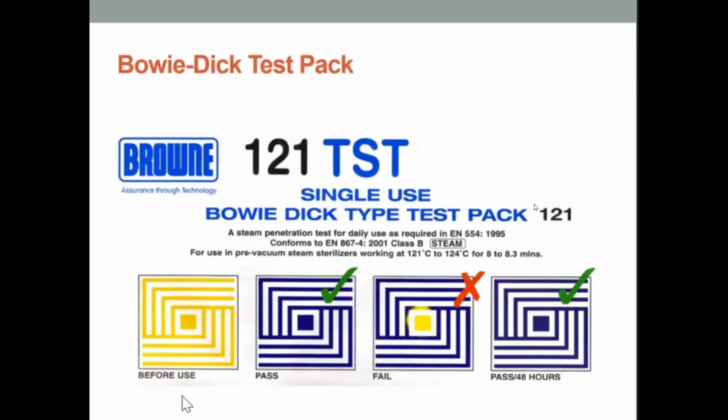So this is what it looks like. You can see it's yellow before use. If it's dark blue in the centre, it means it's passed. If it's still yellow in the centre, it means it's failed. And again, darker navy, then pass over 48 hours.